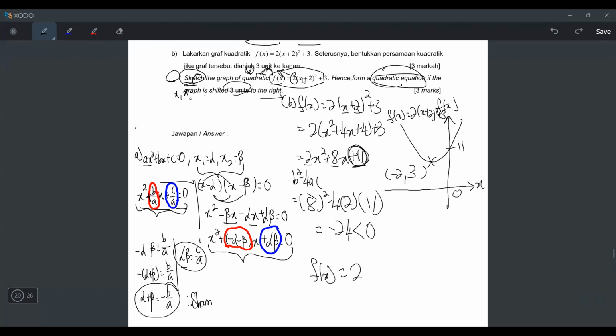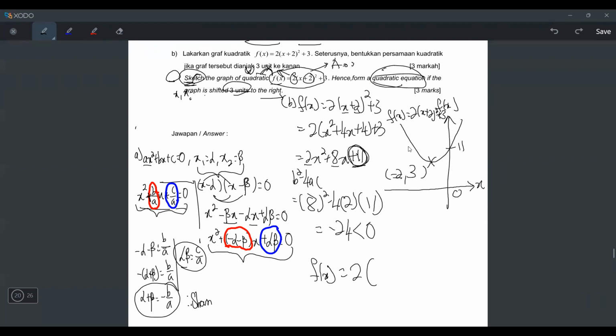No change, no change. What do you think will happen to the x plus 2? It will change because this value actually determines the axis of symmetry. So if you move to the right, will your axis of symmetry change? Of course, the x coordinate of the turning point will change because you are moving to the right 3 units. So what will it be? What is your new axis of symmetry?